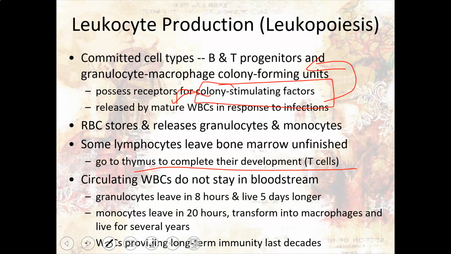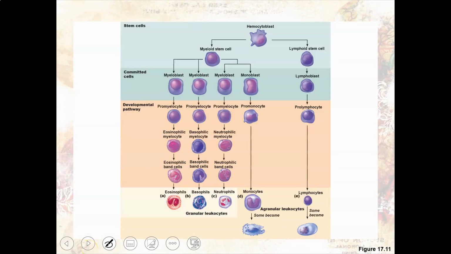The granulocytes, about 5 days. The monocytes will leave in about 20 hours. The lymphocytes may be in your lymphatics for decades, but not in the blood circulating. So here is this whole production of white cells. And again, I'm not worried about the minutia here in terms of myeloid versus lymphoid stem cells.